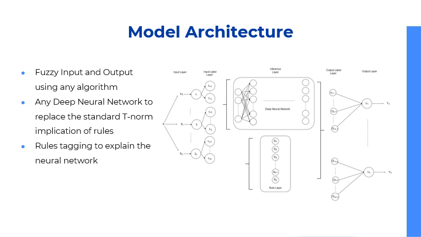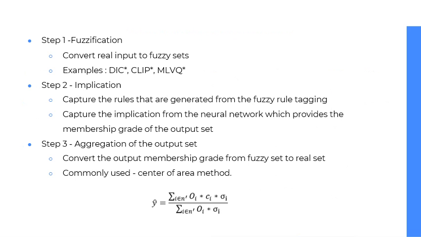DNN FES is a deep neural network embedded fuzzy system. It combines the accuracy that is observed from neural network architecture as well as the interpretability that comes from the fuzzy rule. The salient features of the model architecture are that the fuzzification algorithm can be of any type. Secondly, the deep neural network can be of any type. Thirdly, the rule tagging system that runs parallel to the neural network provides the interpretability of the black box nature of the neural network. In the forward pass, the forward pass for the neural network field consists of three steps.